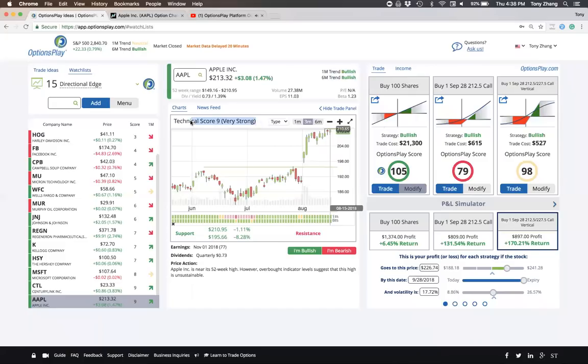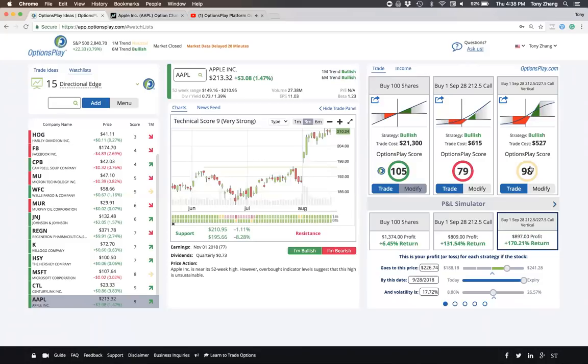The technical score here is very strong, telling me this is a stock that's outperforming the overall market, and the trend has continued to move higher for over a period of time. So maybe you're looking for some bullish opportunities. So I'm going to click on I'm bullish. As you can see, I have 3 opportunities. I can buy the stock, I can buy a call, and I can buy a call spread.